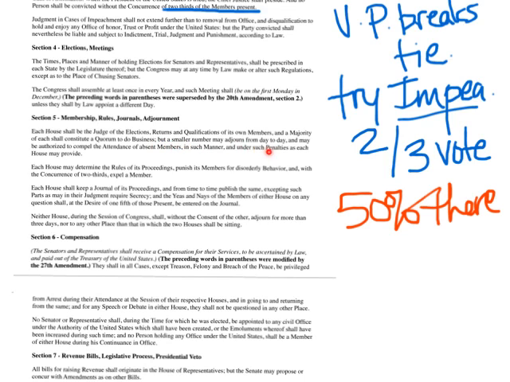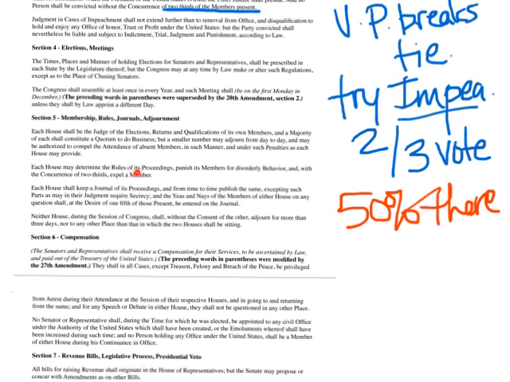But a smaller number may adjourn from day to day and may be authorized to compel the attendance of absent members. So if there's people just not showing up, they can compel them in such manner and under such penalties as each house may provide. So they can pass laws for penalties for people who don't show up. If they're just trying to not show up to stop things from happening, they can do laws to say, nope, you need to show up or else.